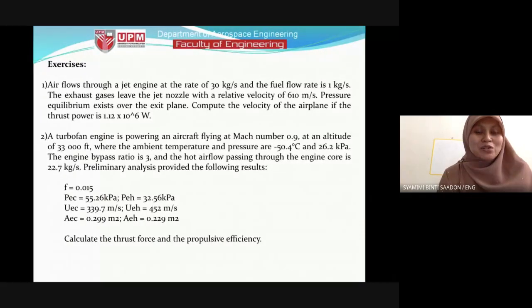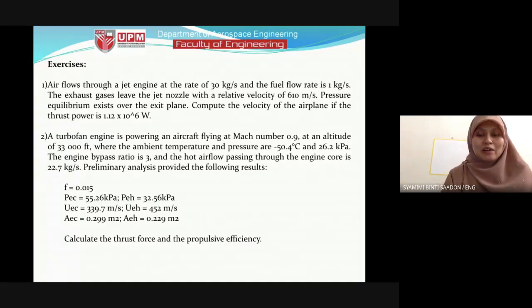So the first one: air flows through a jet engine at the rate of 30 kilogram per second, and the fuel flow rate is 1 kilogram per second. The exhaust gas leaves the jet nozzle with a relative velocity of 610 meter per second. Pressure equilibrium exists over the exit plane. Calculate the velocity of the airplane if the thrust power is 1.12 megawatt. Mega is 10 to the power of 6, so 1.12 megawatt.